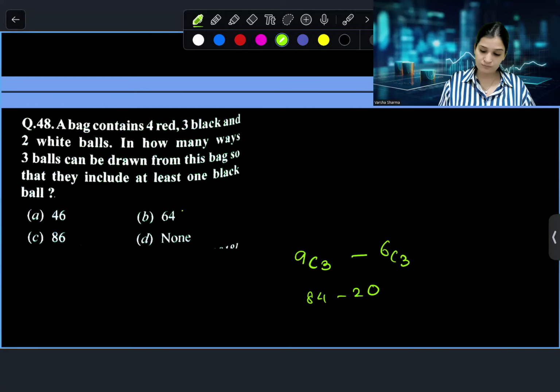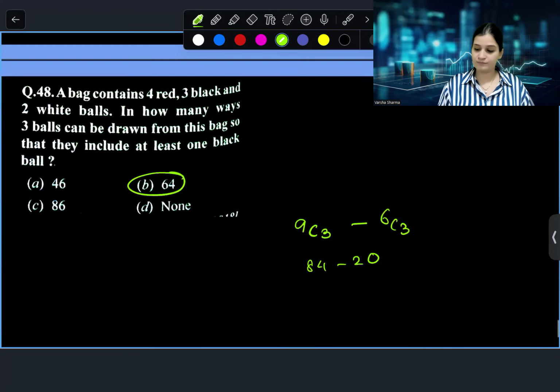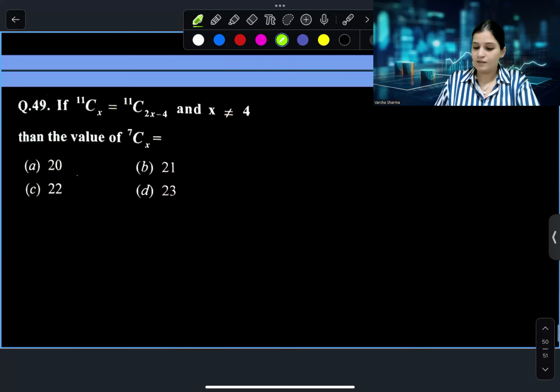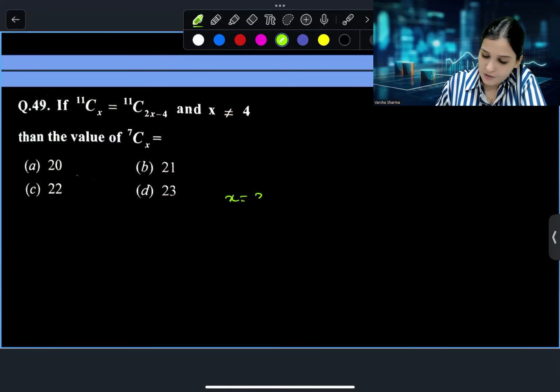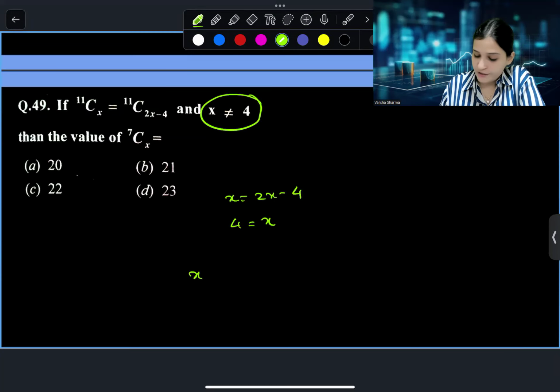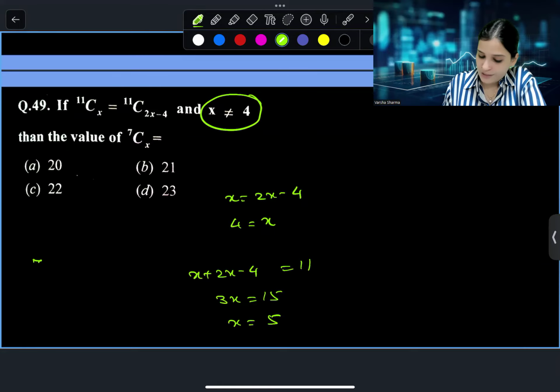64. So either x is equal to 2x minus 4. So x is equal to 4. But it has been said that x cannot be 4. Or if I add them, I should get 11. 3x equals 15. So x will be 5. We have to calculate 7C5. 7C5 is the same as 7C2. 7 into 6 by 2, 21.